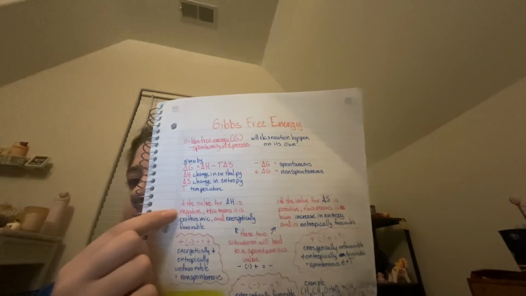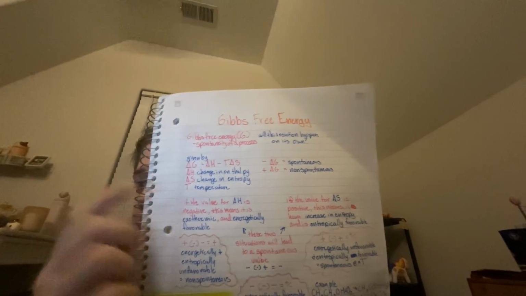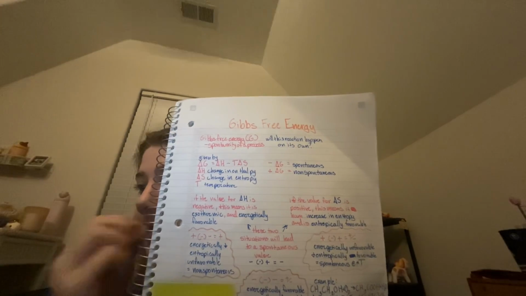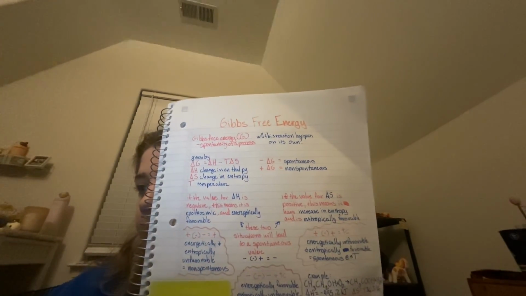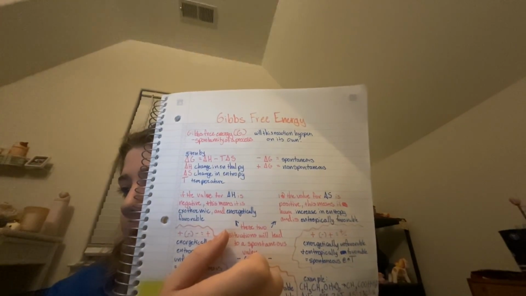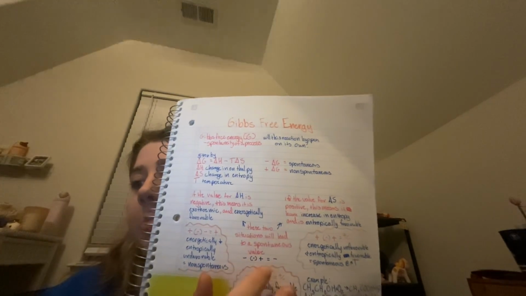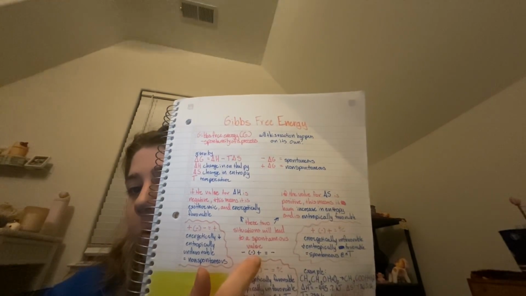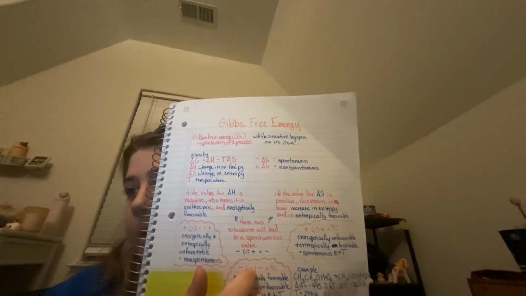So down here, if the value for delta H is negative, this means that it is exothermic and is energetically favorable. Now, if the value for delta S is positive, this means it has increased in entropy and is entropically favorable. So these two situations will lead to a spontaneous value. What this just described is a negative delta H minus a positive delta S will result in a negative delta G, which is going to be spontaneous.